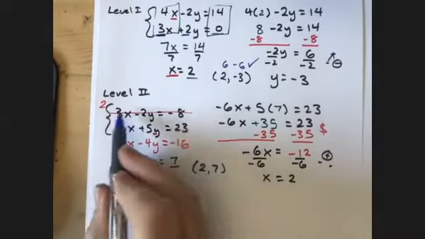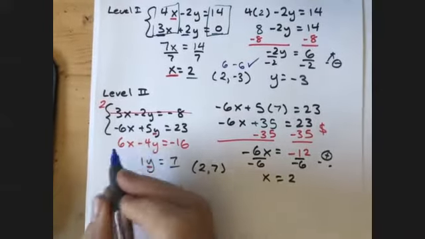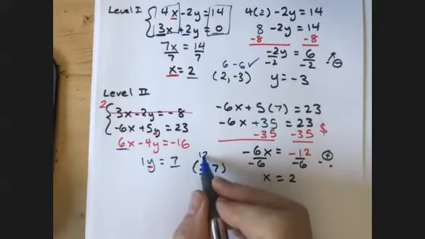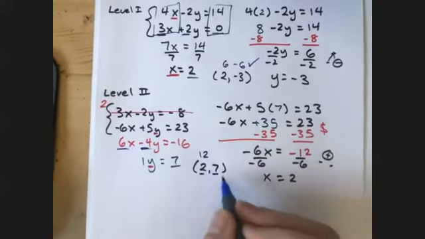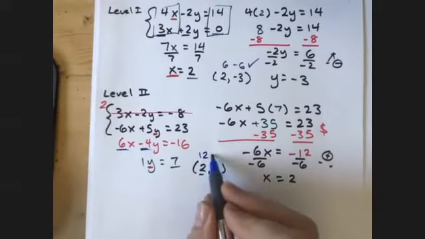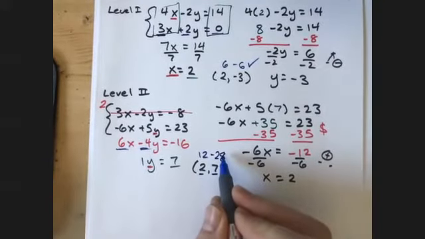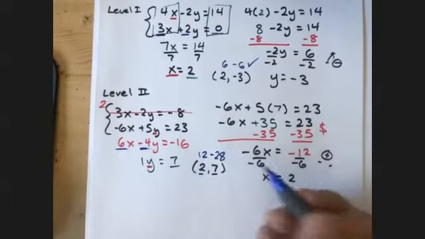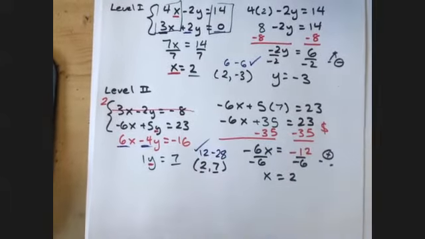I can either check in the old one or this one. I'm just going to grab the new one. So 6 times whatever x is, 2. 6 times 2 is 12. Negative 4 times the y, so negative 4 times 7 is negative 28. Different sign, subtract. 28 minus 12 should be negative 16. Yeah, checked. We're good to go.